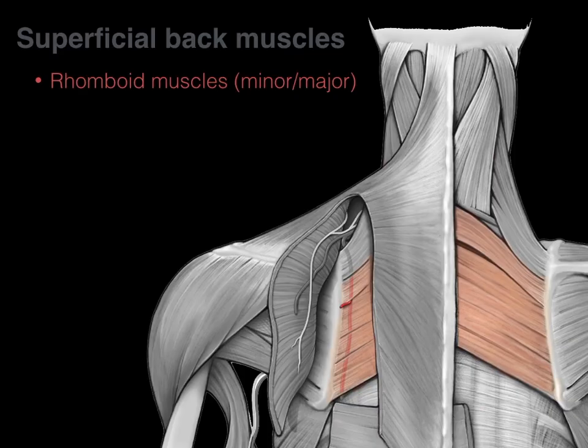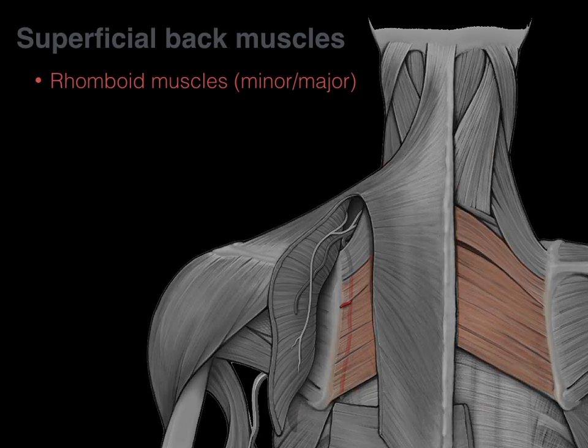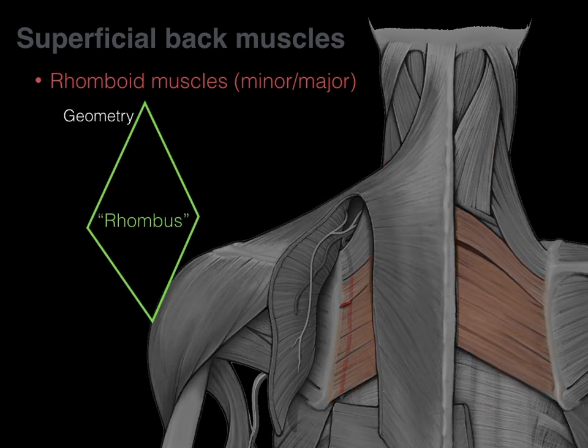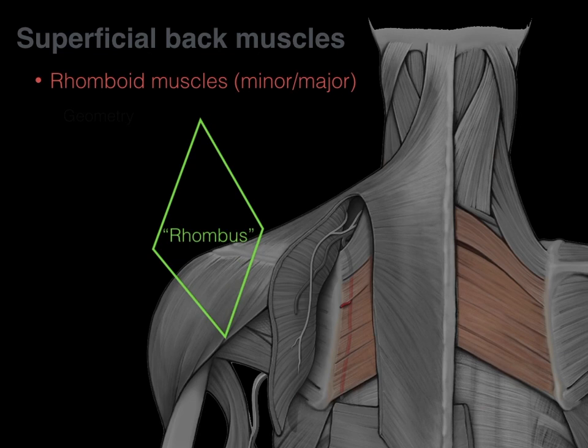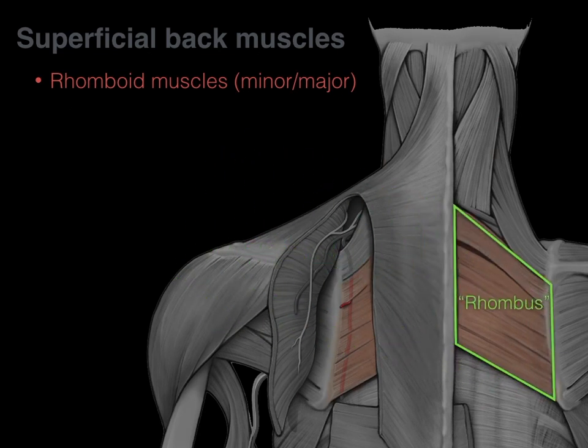The next ones are the rhomboid major and minor muscles. And so there we have a rhombus. Anatomists love geometry, so they look at these muscles like, ooh, it makes a rhombus. So we're going to call these muscles the rhomboid muscles, or a rhombus, because they make that shape.